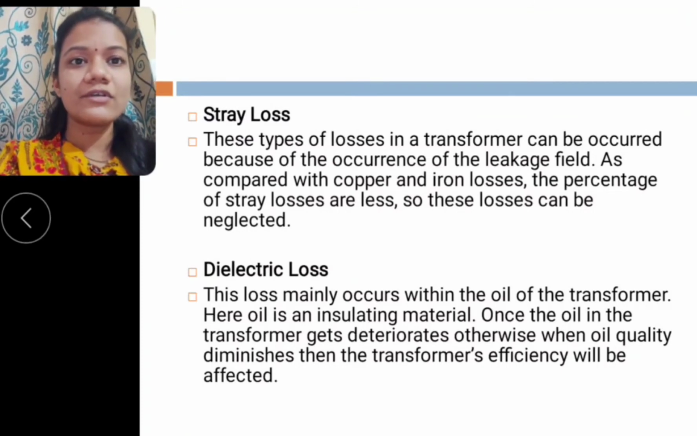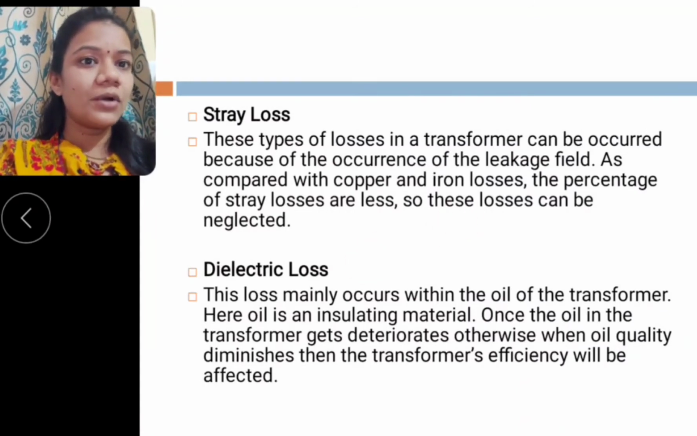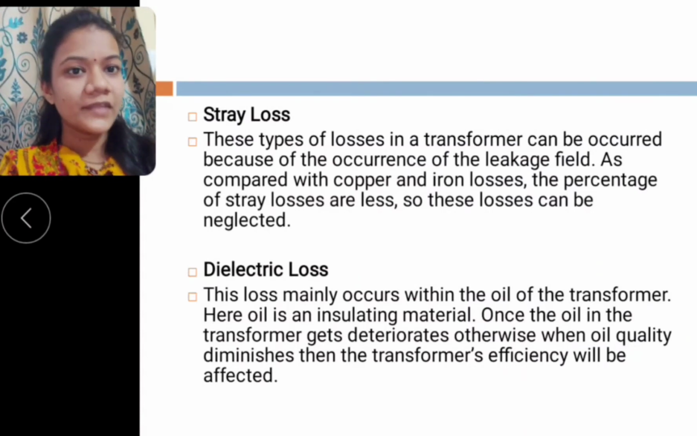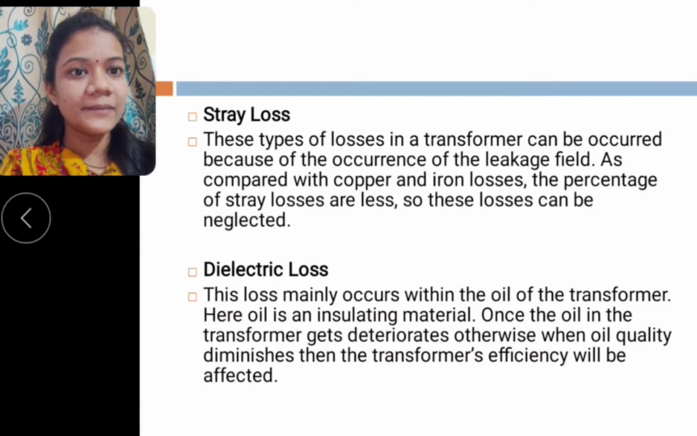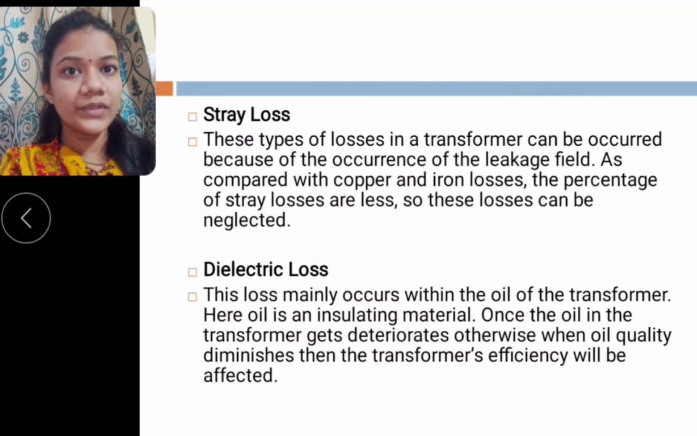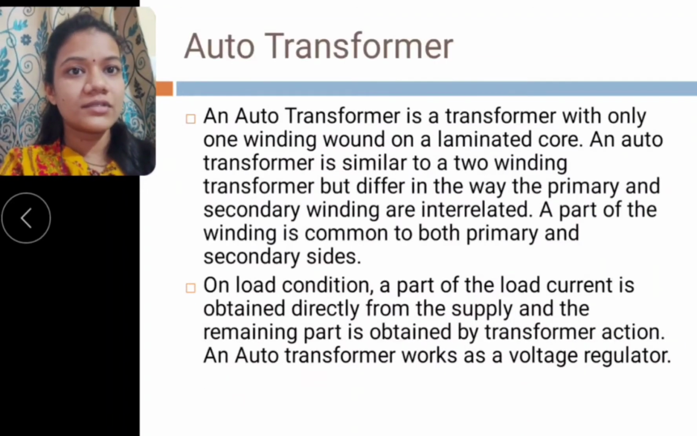Okay, so these losses can be neglected. Next is dielectric loss. This loss mainly occurs within the oil of the transformer. Here oil is an insulating material. Once the oil in the transformer deteriorates, when oil quality diminishes, the transformer efficiency will be affected. So it depends on your oil quality. This we can call a dielectric loss.